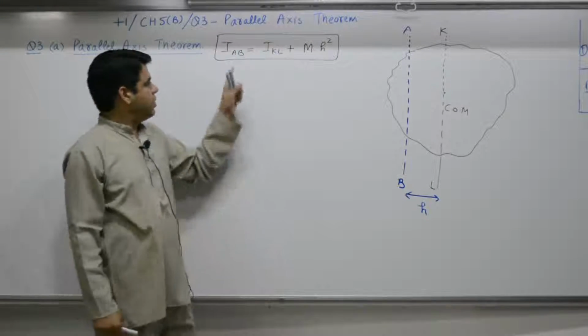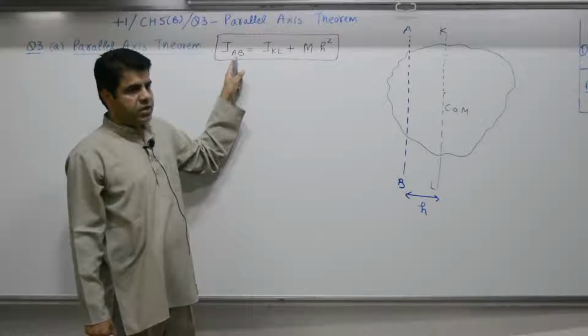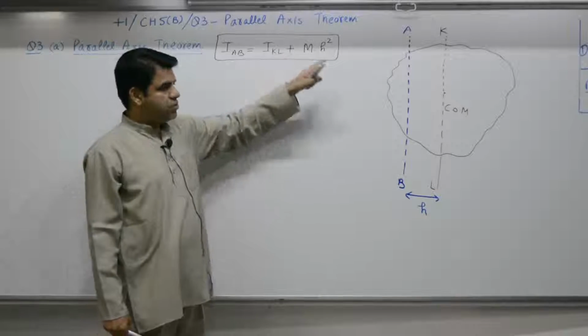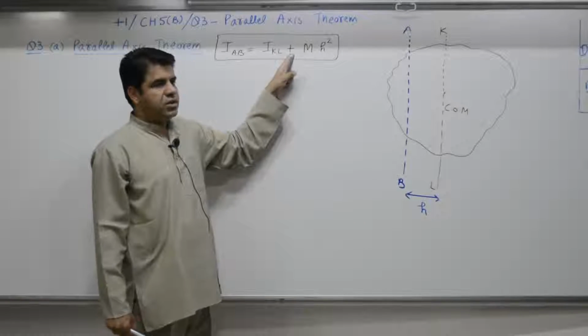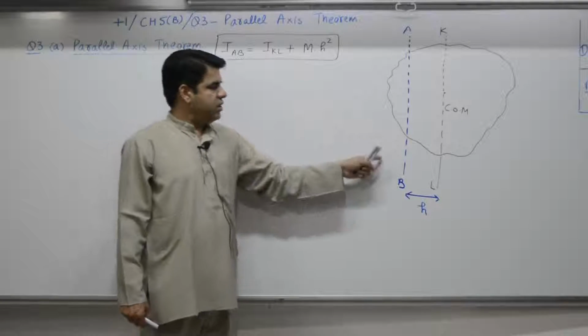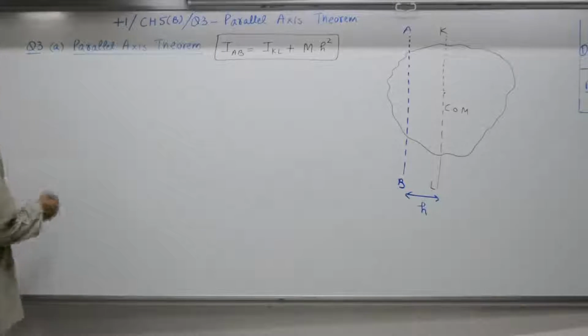It means the moment of inertia of an object about any axis AB is equal to the moment of inertia about an axis passing through the center of mass plus the product of mass and the square of the distance between the two axes. This is what we want to prove.